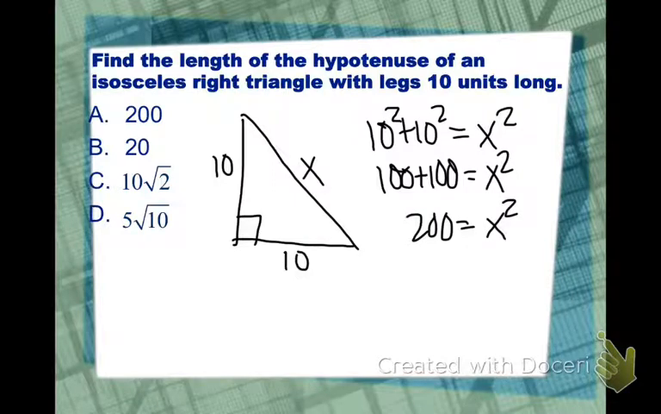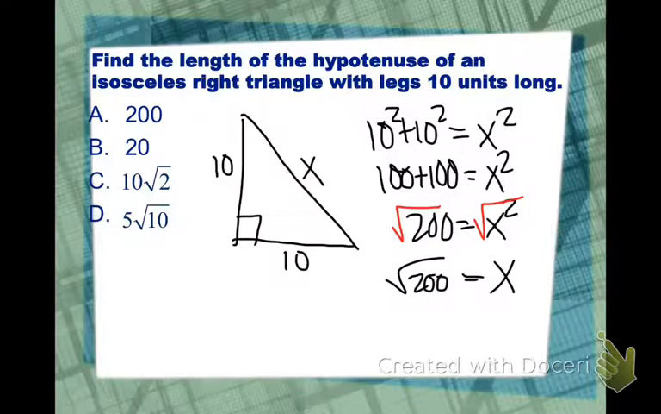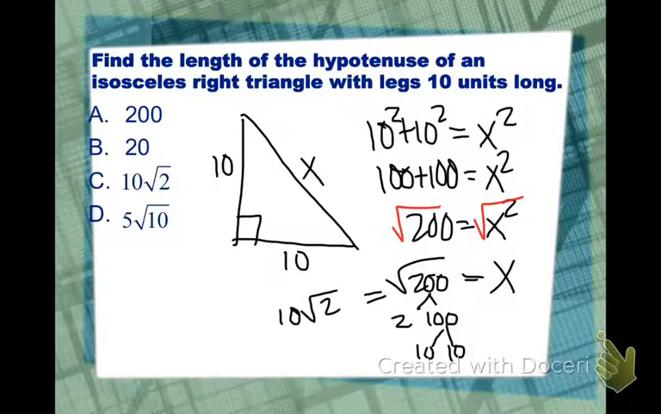So x is really the square root of 200, because in order to solve for x, we're going to have to square root both sides, and x equals the square root of 200. That's going to be our answer. Now, these answer choices, there is no square root of 200, but we can reduce this down. 200 is 2 times 100, and 100 is a perfect square, 10 times 10. So this actually ends up equaling 10 on the outside, square root of 2 on the inside. Answer choice C.